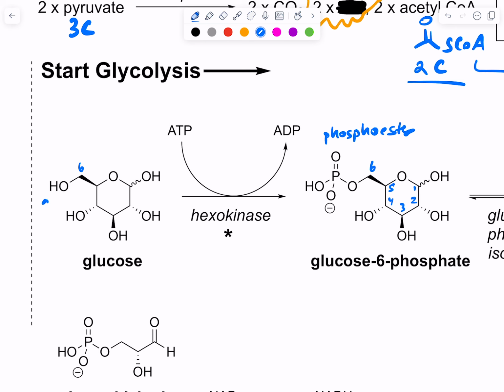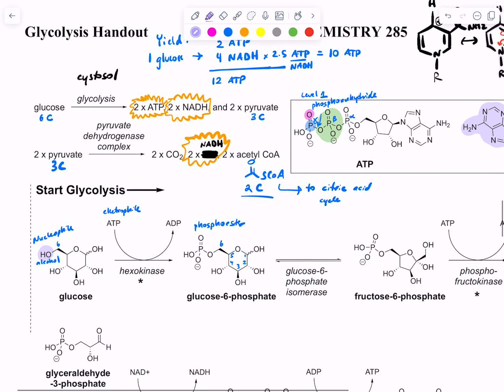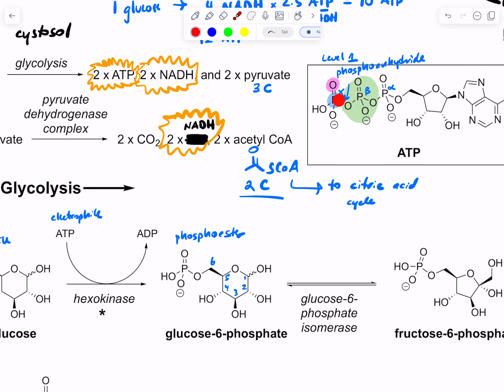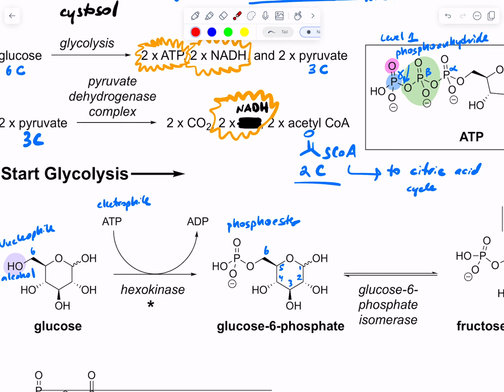And here is the alcohol that it used to be attached to. The electrophile, the alcohol is the nucleophile. The electrophile is ATP. You've seen ATP before, and you've seen that the gamma phospho group from ATP is involved in a phosphoanhydride bond.